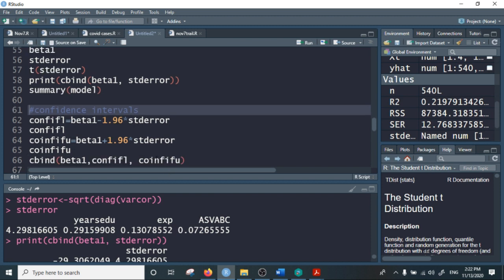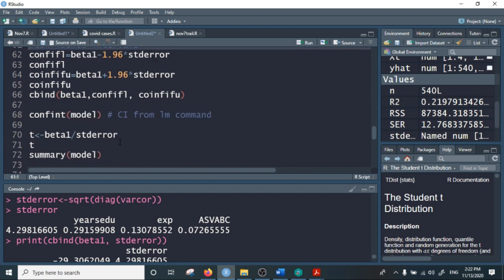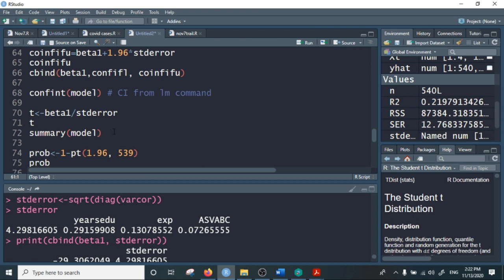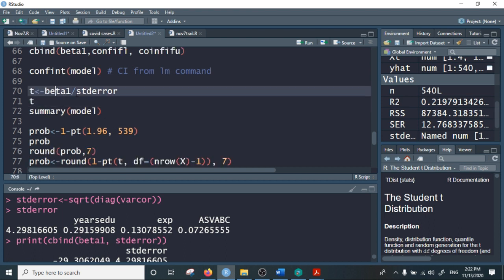So after finding these standard errors, we can find the t ratios, and we can find the probabilities corresponding to the t ratio. To find the t ratio, we simply divide the beta vector by the standard error. So how we define t for a coefficient is simply our beta coefficient for a variable divided by the standard error of the coefficient.